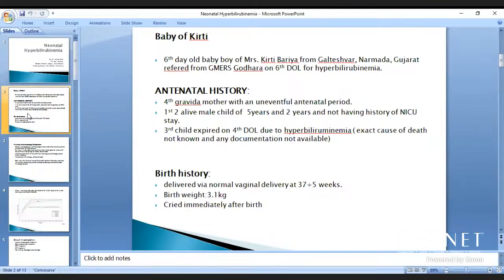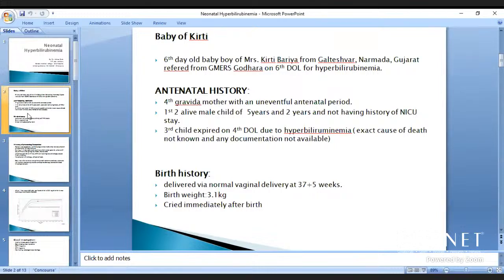So we start with the history itself. Now we are dealing with a case of neonatal jaundice here. Can you summarize your case from history once? Okay, sir. From history.